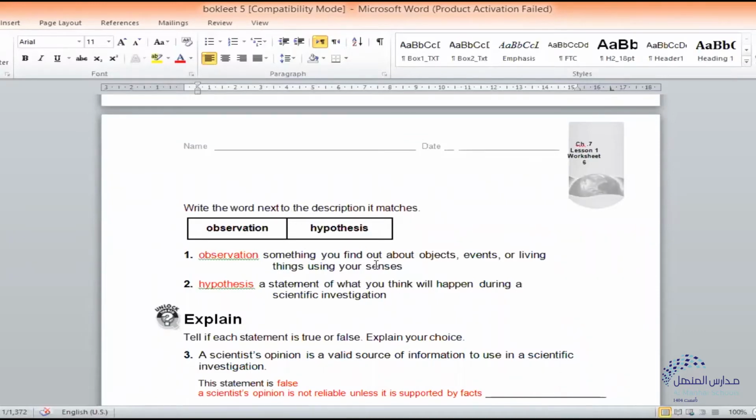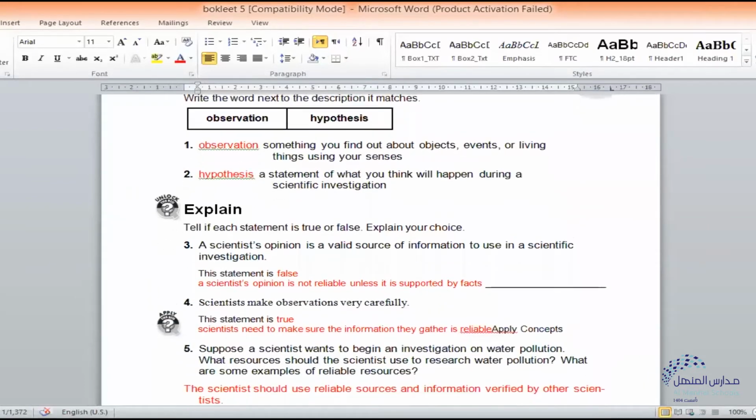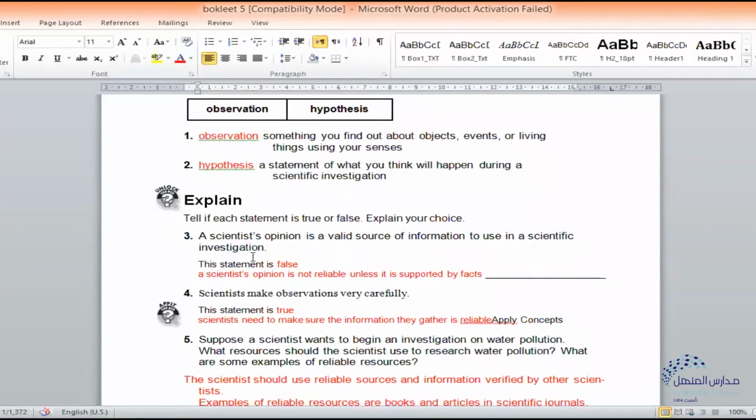Something you find out about objects, events, or living things using your senses, it's observation. A statement of what you think will happen during a scientific investigation, it's hypothesis. Explain true or false and give me the explanation. Statement number 1, a scientist's opinion is a valid source of information. Of course, opinion is not a valid source of information until it can be trusted or represents a fact. So it's false, and a scientist's opinion is not reliable unless it's supported by facts.